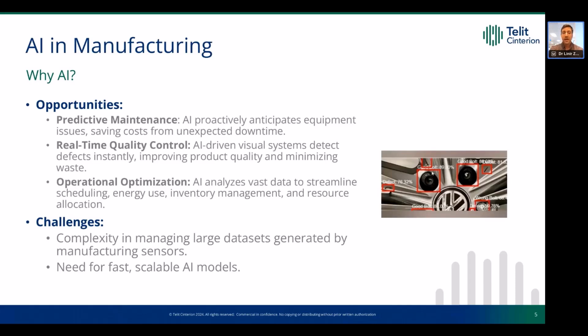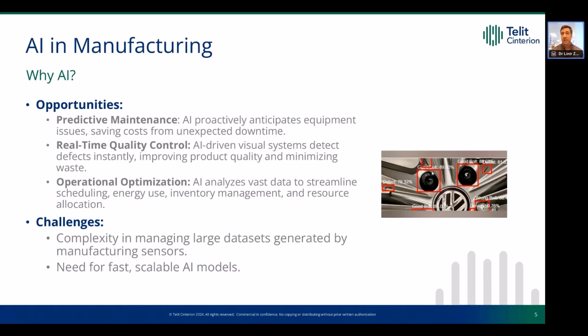So, AI in manufacturing. First of all, why even consider using AI in manufacturing processes? The answer is pretty obvious, for three main reasons, but there are plenty more and sub reasons within these reasons. So first, predictive maintenance. In a factory, every machine has some lifespan and operates differently under different conditions. Being able to predict when maintenance should be scheduled is a huge benefit for factories. So AI proactively anticipates equipment issues, saving costs and unexpected downtime.